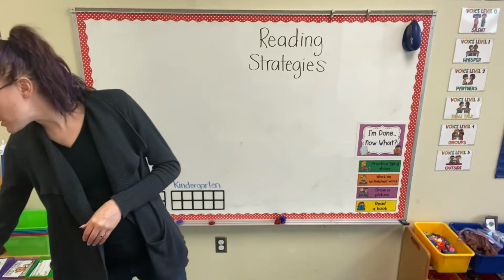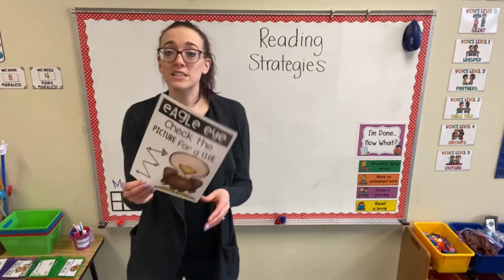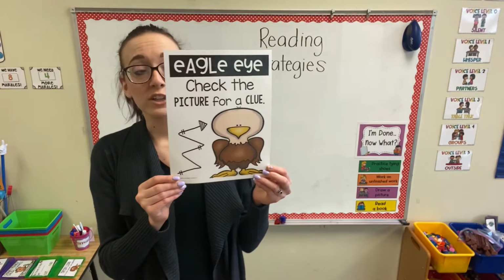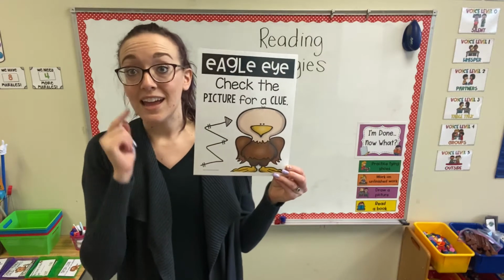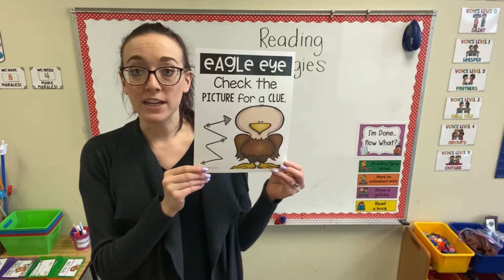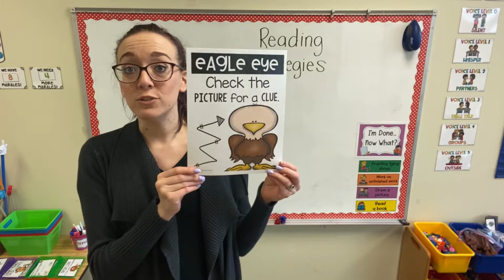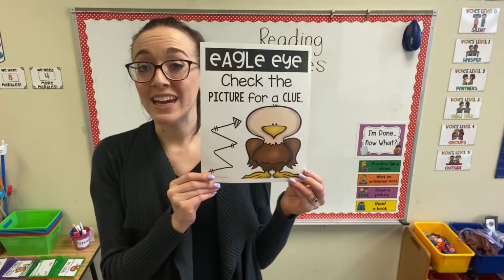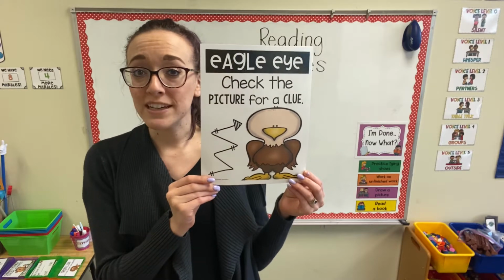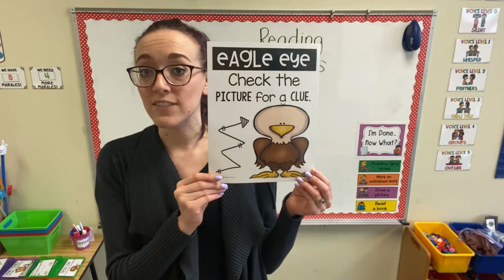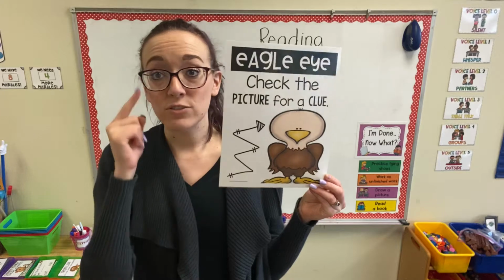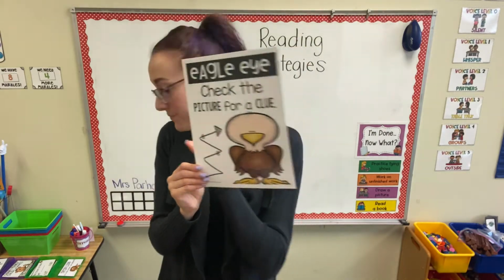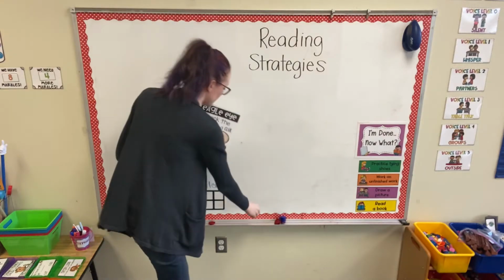The first strategy, and we've talked about some of these before, is called Eagle Eye. When we're talking about Eagle Eye, we are using our eye and looking at the picture in the book so that we can have a clue as to what that word might be. So when you're reading that word and you can't figure out what it is, start by looking at the picture and see if the picture is giving you any clues, and use your Eagle Eye to figure out what that word just might be. So I'm going to hang this one on the board and then we'll look at the next one.